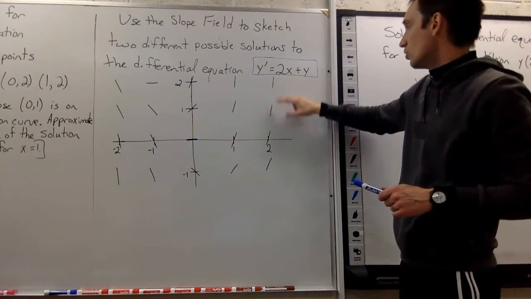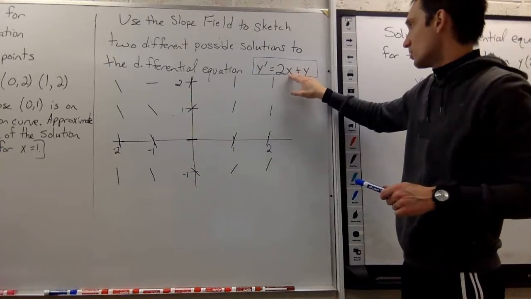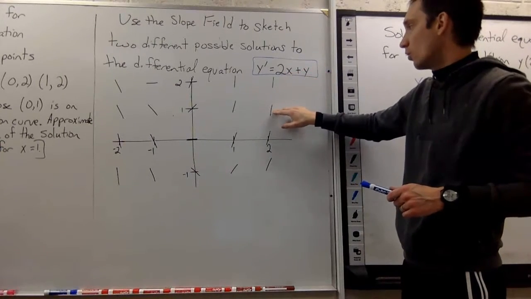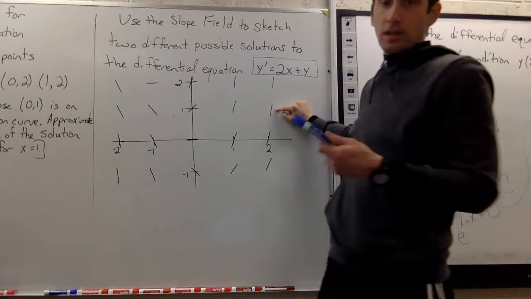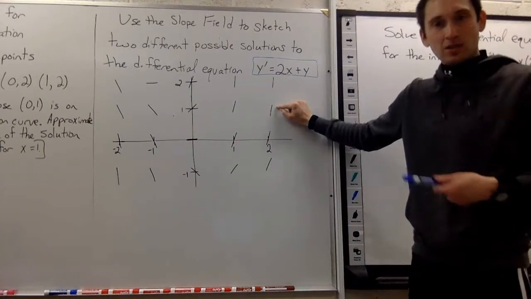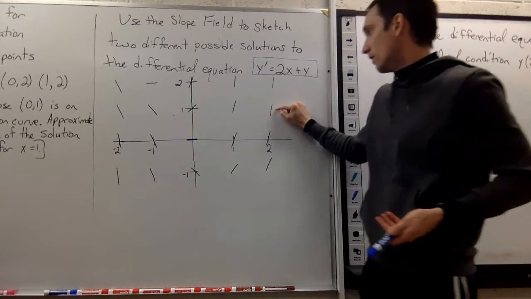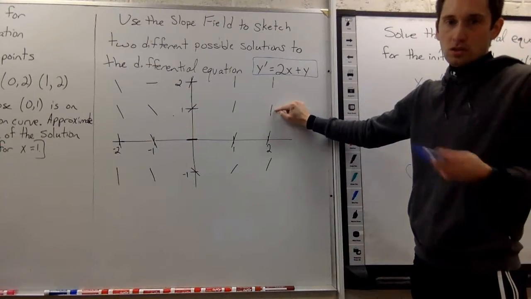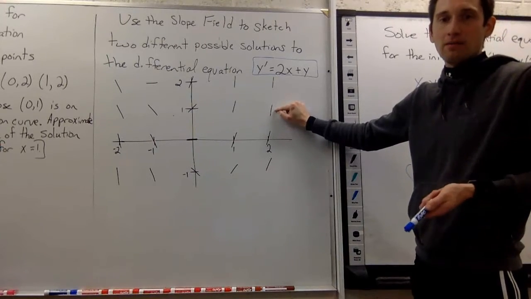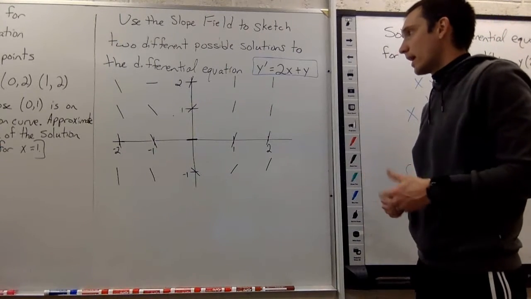At, say, 2 comma 1, 2 times 2 plus 1 is 5. So this tick mark here, theoretically, that little line has a slope of 5. And if you were to have a point on your solution curve at 2 comma 2, the slope of that curve would be 5 at that point. So that's what that's saying.